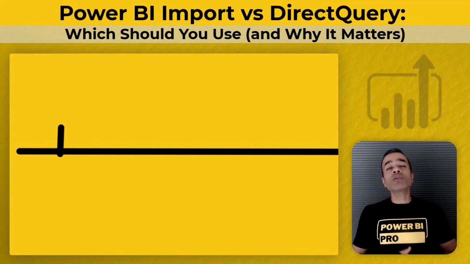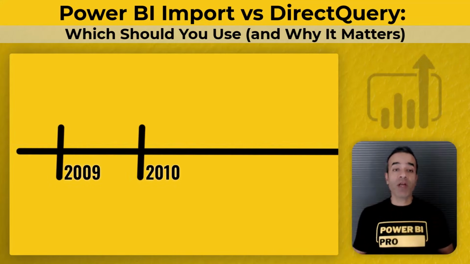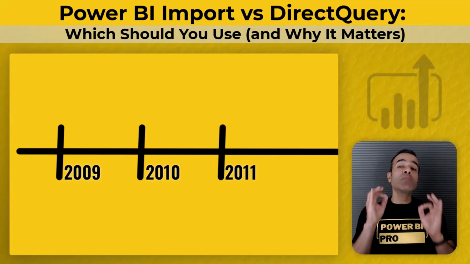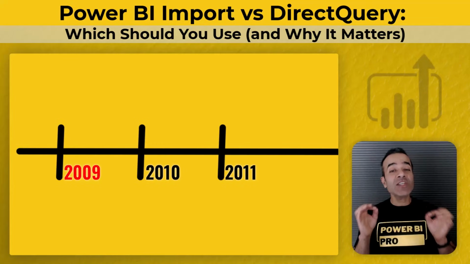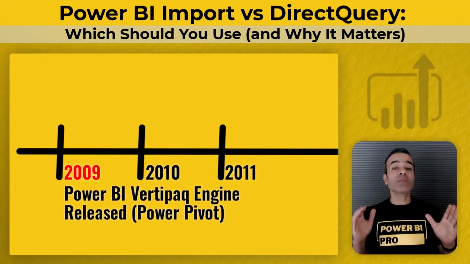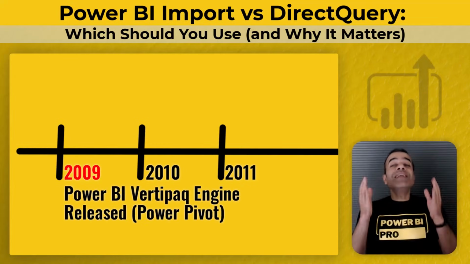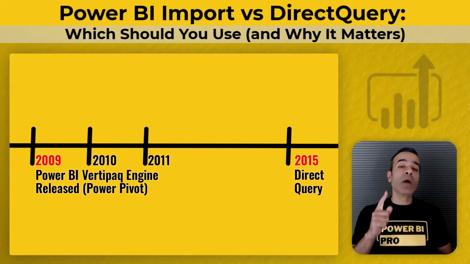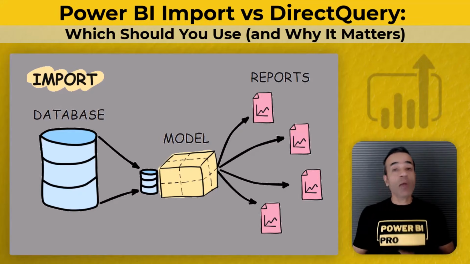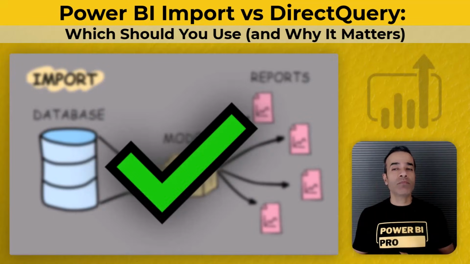Power BI was originally built around import mode. The VertiPaq engine, the in-memory model that powers everything, was created back in 2009 and introduced as Power Pivot, and only supported import. Direct query didn't even exist until 2015. So direct query is the exception that needs to be justified. And we will talk about those specific scenarios. But short version, especially if you're a beginner, go with import. But if you watch the rest of the video, you'll understand why that's the case.